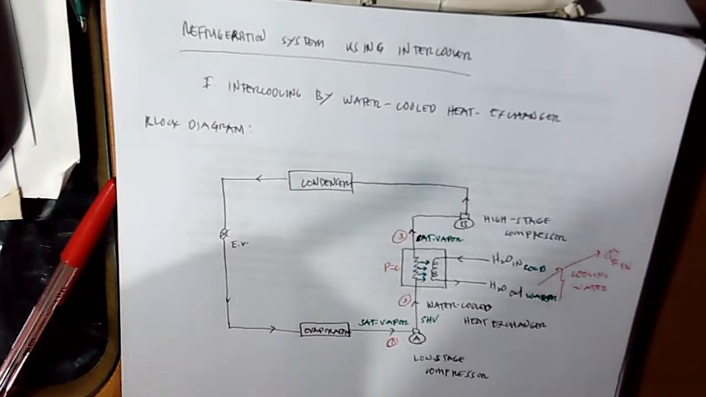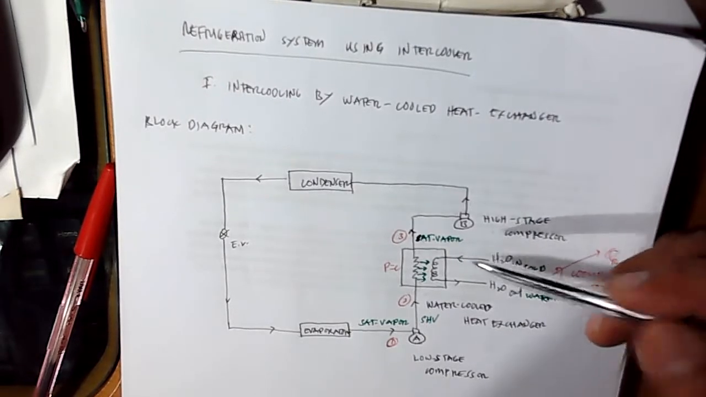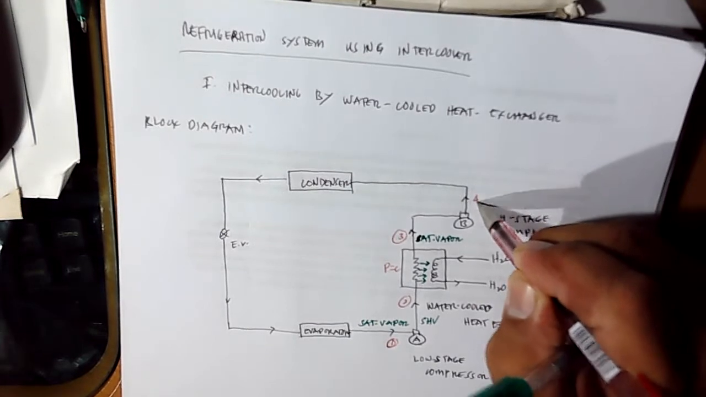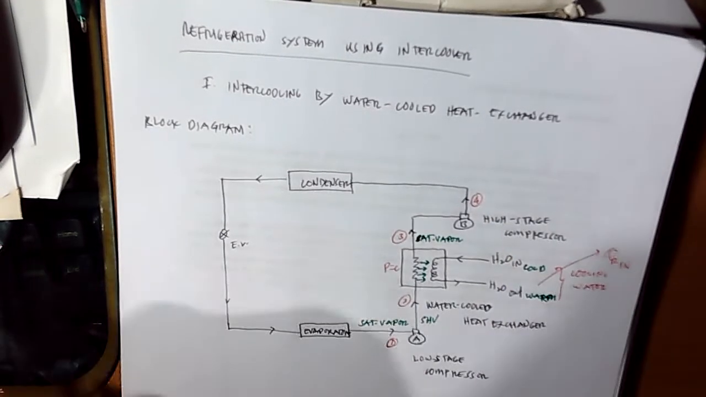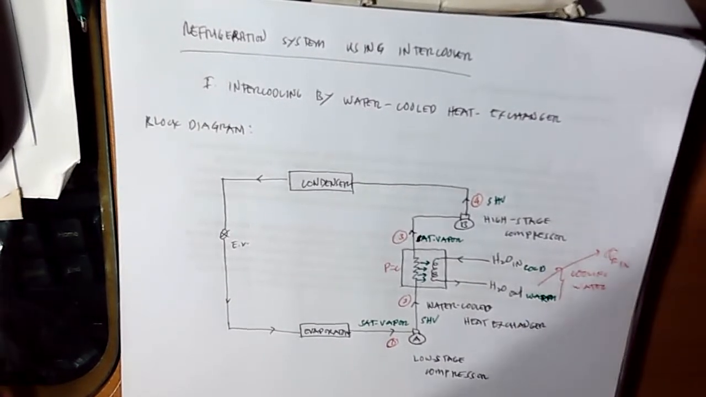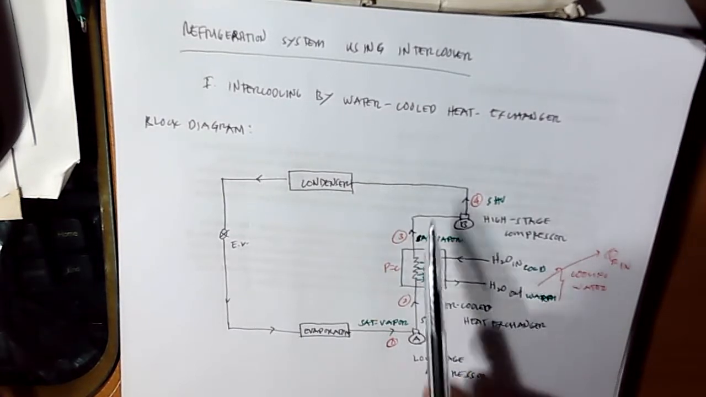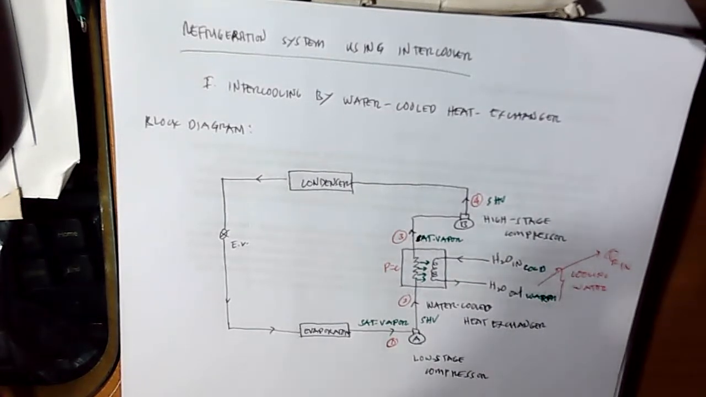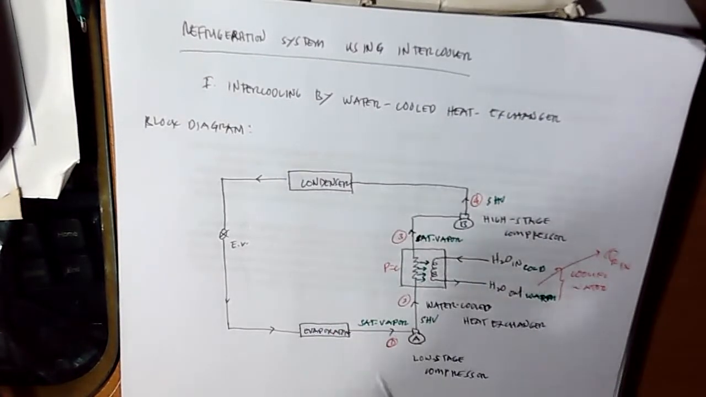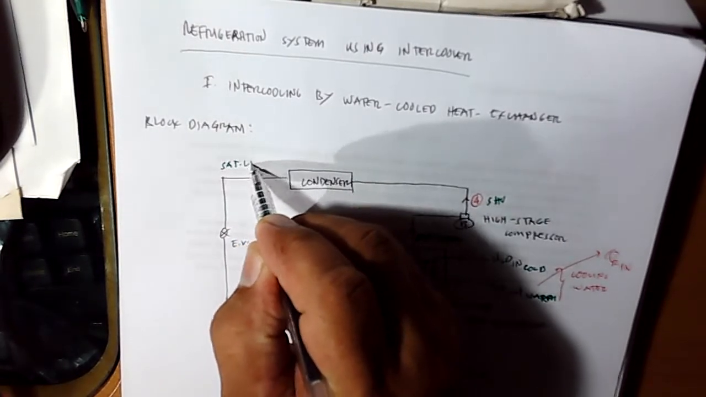So again, you compress saturated vapor in compressor B. At point 4, it is once again superheated vapor, high pressure, high temperature at high stage. This side is at low stage, the other one here is high stage. And then the superheated vapor is once again converted into saturated liquid.